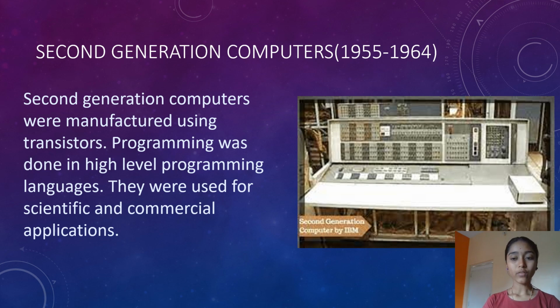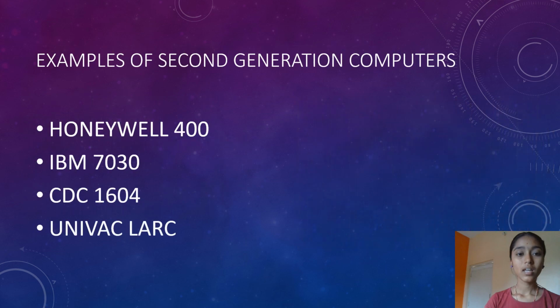Magnetic core memory was used as primary memory, and magnetic tapes and magnetic disks were used to store data and instructions. These computers had faster and larger memory compared to first generation computers. Examples of second generation computers include Honeywell 400, IBM 7030, CDC 1604 and UNIVAC LARC.